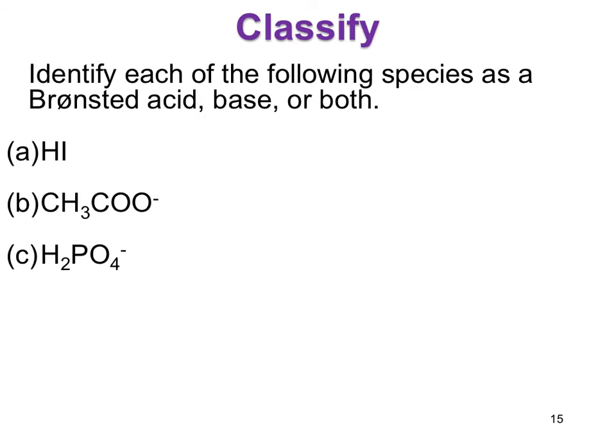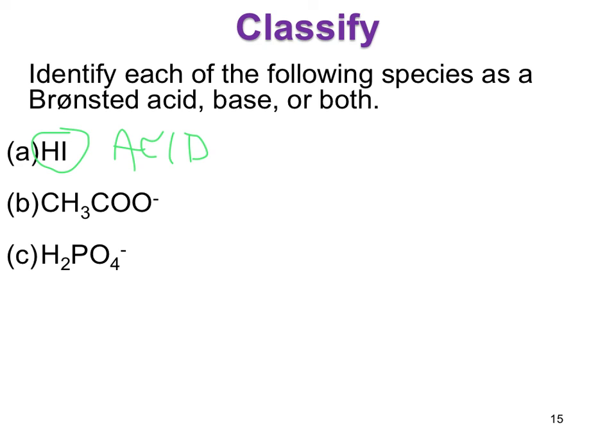Identify each of the following species as a Bronsted acid, base, or both. Hydroiodic acid, HI, has an ionizable proton. Therefore, HI is a Bronsted acid. It is not an anion, ammonia, or an amine, hence it cannot be a Bronsted base.